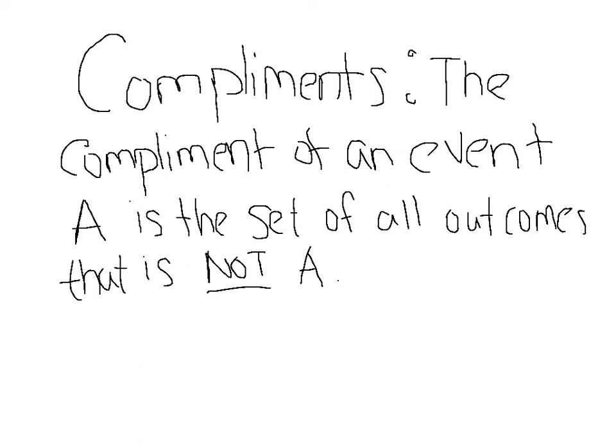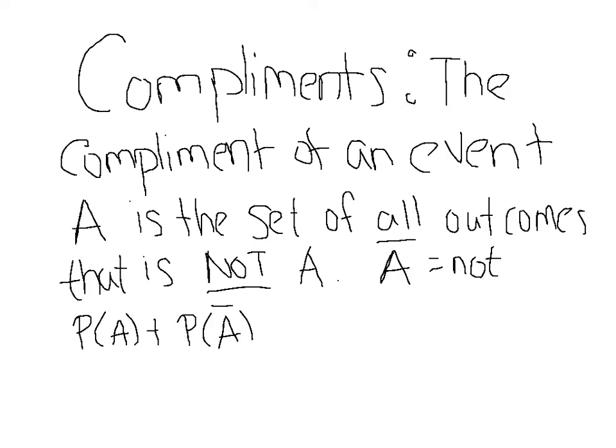And that leads us to the following. First off, we say something is a complement by writing the letter with a line over it. That means not. Okay? And we have this formula. The probability of an event A plus the probability of its complement, which is not A, is always 1. And so if we want to find the complement of an event, we can just do the probability of not A equals 1 minus the probability of A.